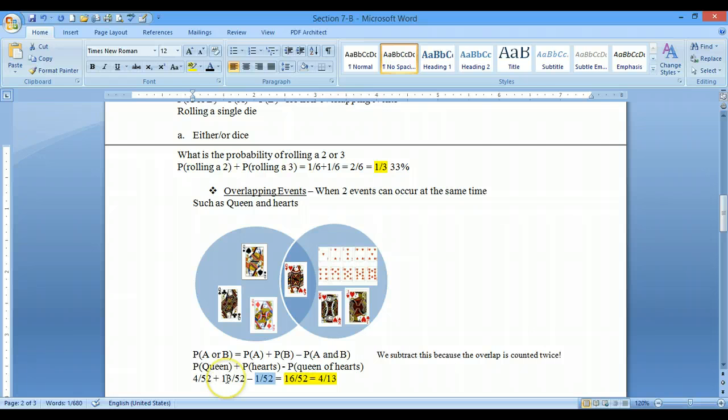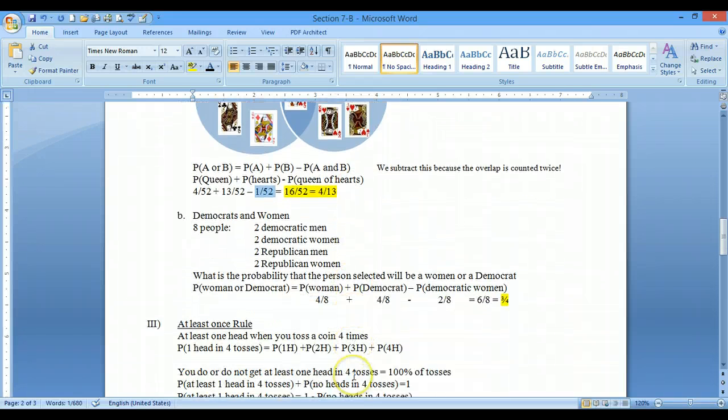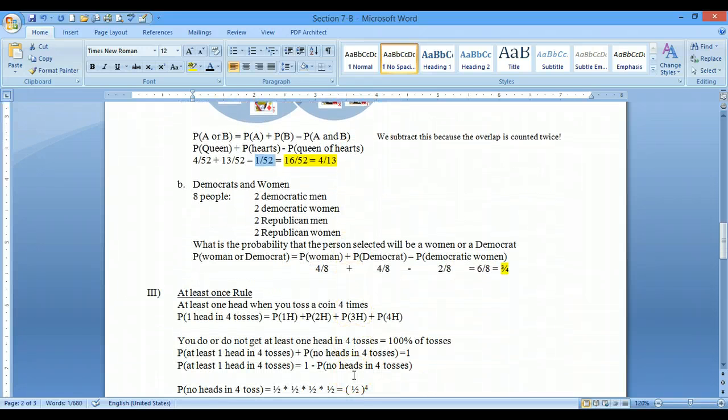4 plus 13 gives me 17 minus 1 gives me 16 out of 52 cards in a deck, or reduced to 4 out of 13. Let's move to another example, Democrats and women. In one room I have 8 people, 2 Democratic men, 2 Democratic women, 2 Republican men, and 2 Republican women. What is the probability that the person we select will be a woman or a Democrat?